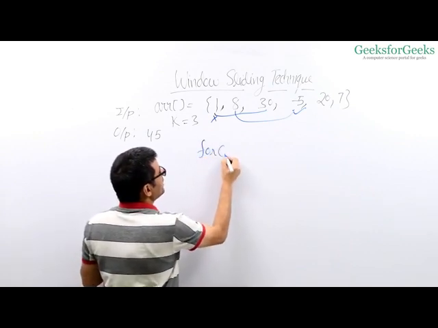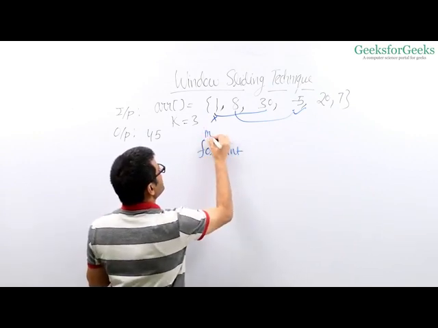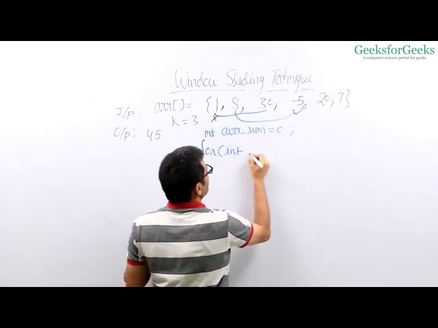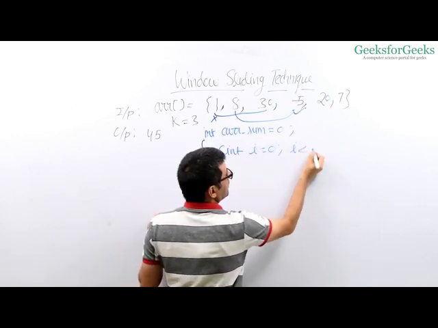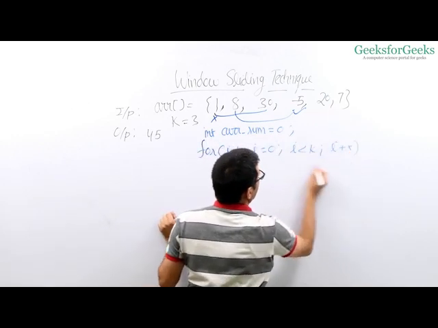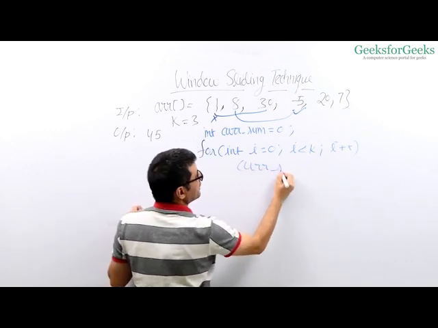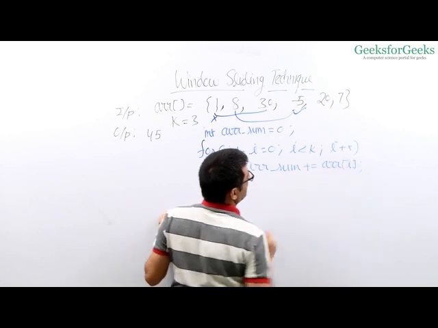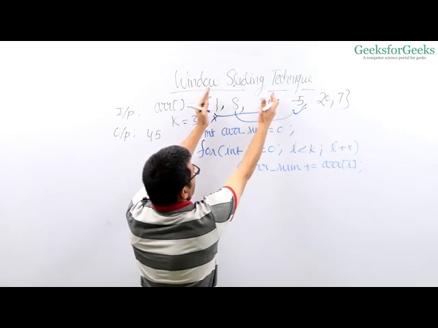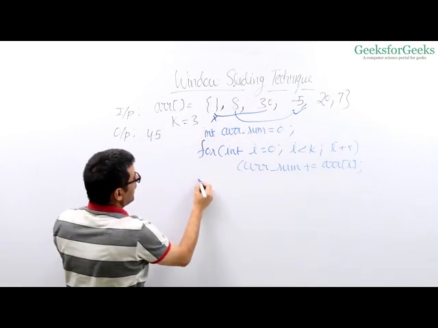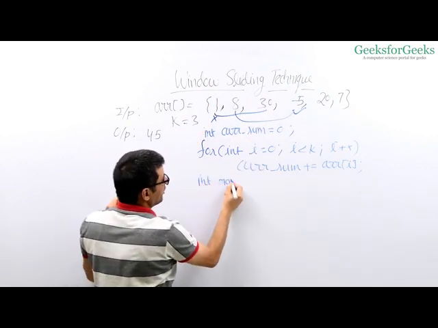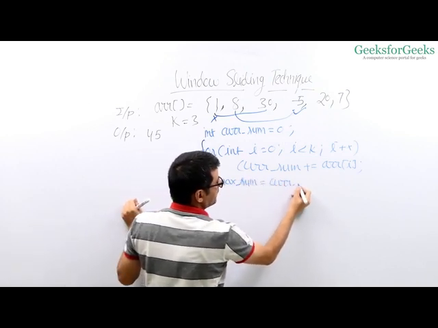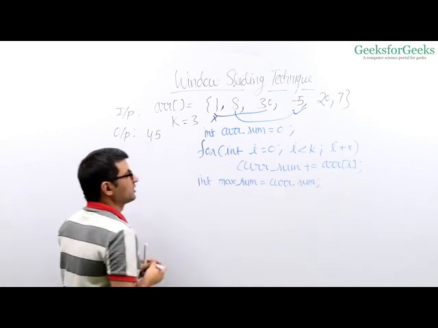We first compute the sum of the first window. We initialize the current sum as 0 and we compute the sum of the first window, right? We do current sum plus equal to array[i]. So we compute the sum of the first window. I have the sum of this window, these 3 elements. Now I initialize my max sum or result as this current sum. So this is my initial result.